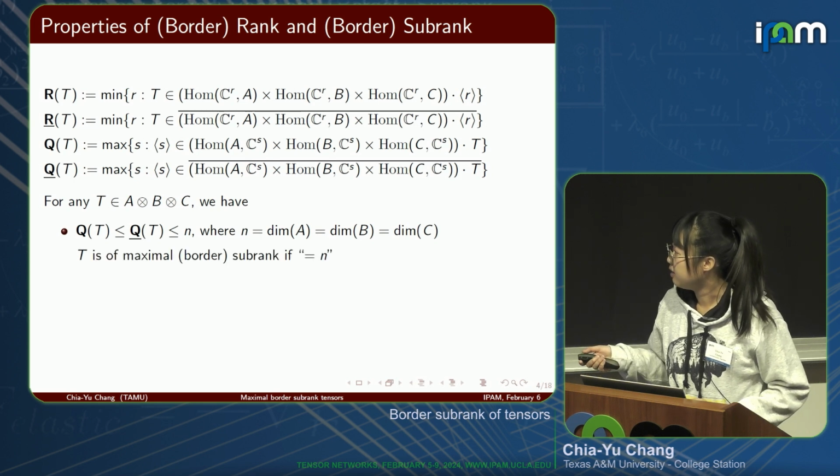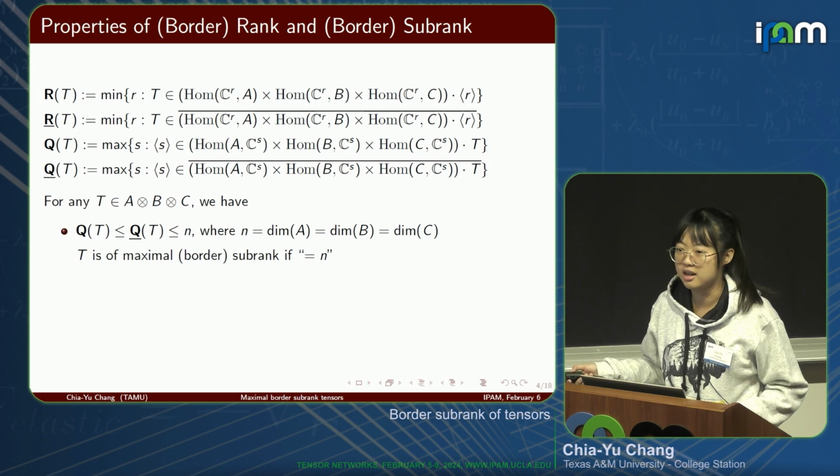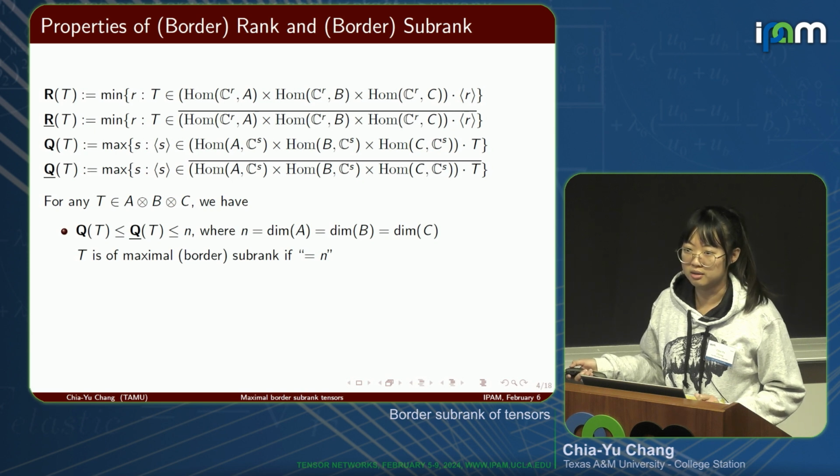Okay. And so in the case when subrank is equal to n, we say that T has maximal subrank, and for border subrank equal to n, we say T is of maximal border subrank.